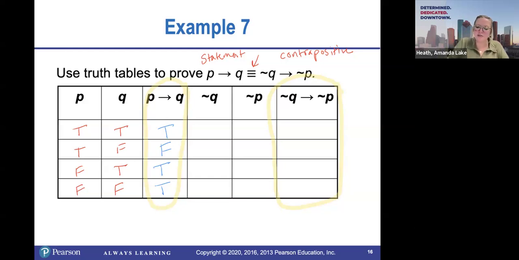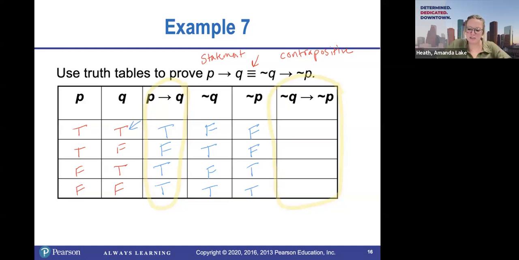All right, so then we need to negate Q. So now I'm just going to look to my Q column and say, all right, well, when Q is true, then not Q is false. When Q is false, then not Q is true. When Q is true, not Q is false. And when Q is false, not Q is true. So I'm just doing the opposite of my Q column. And then not P, I'm going to do the same thing. So in the first 2 rows, P is true, so not P is going to be false. And P is false in the last 2, so the negation of that will be true.